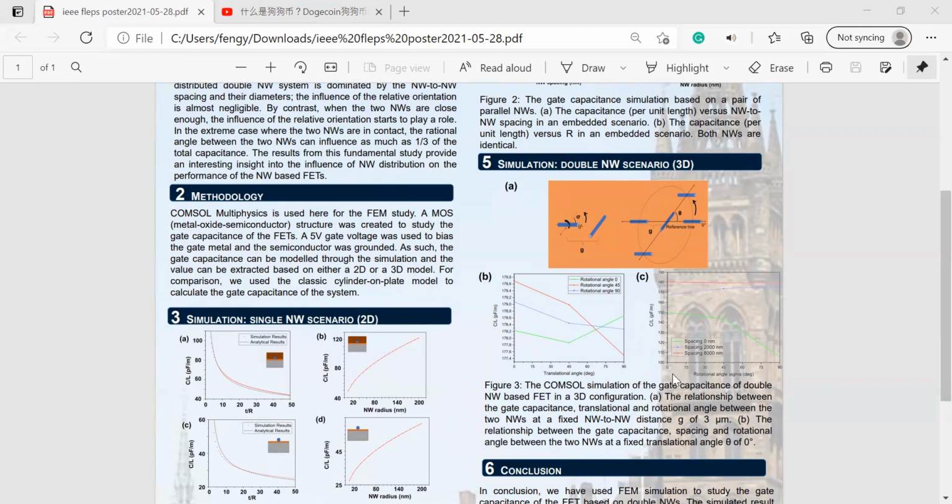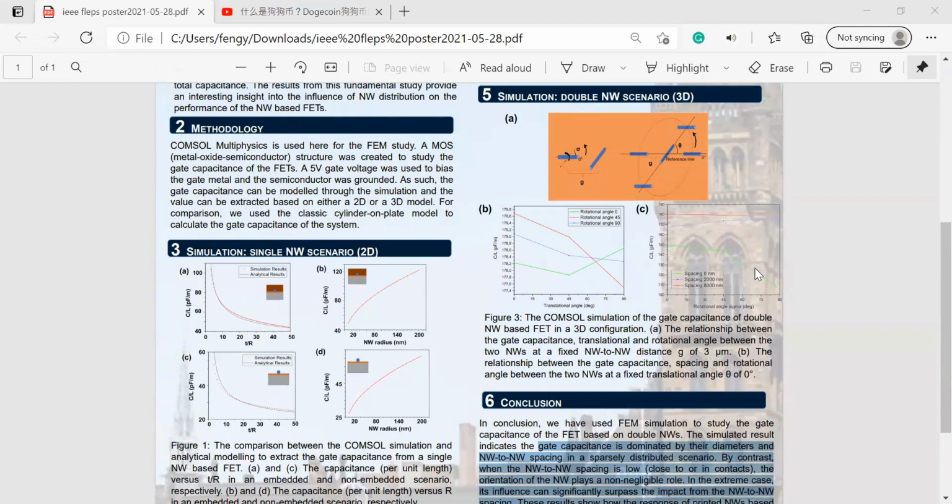And by contrast, if we change the nanowire to nanowire distance G, we can see some different results as shown here. When G is small, in this scenario, the relative orientation between two nanowires plays a significant role here. The change of the relative orientation of the two nanowires will lead to almost 1/3 of the change of the total capacitance.